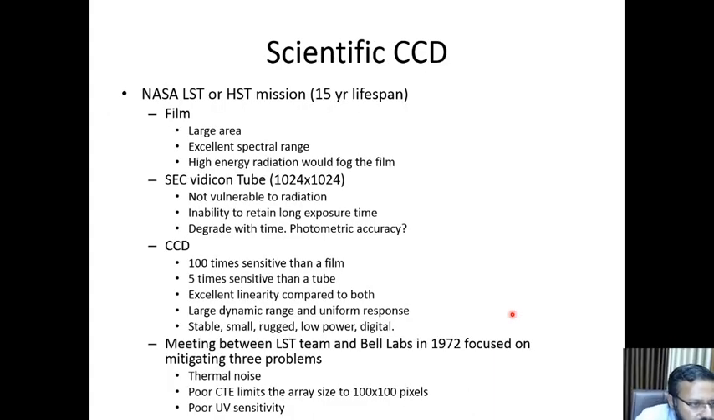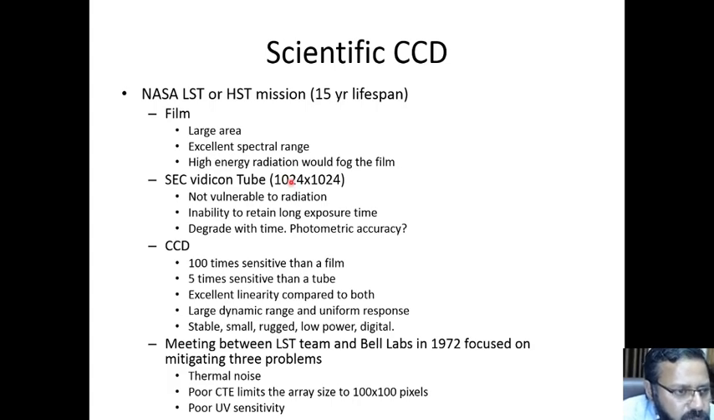At the same time, during the early 70s, NASA was planning the HST mission. So they were looking for suitable detectors for their space mission. And at that time, there were only two options. One was the photographic film and the other was the tube technology. The photographic film was large. It had a good spectral range, but it suffered from high energy radiation damage. So if this was sent in space, then periodically the films had to be retrieved by the astronauts. So this was not a viable option.